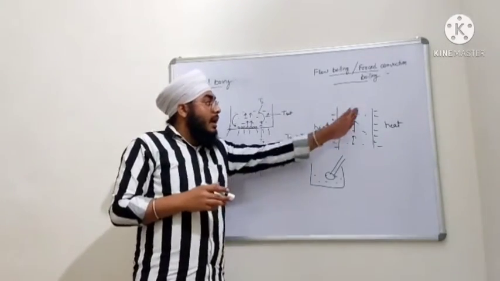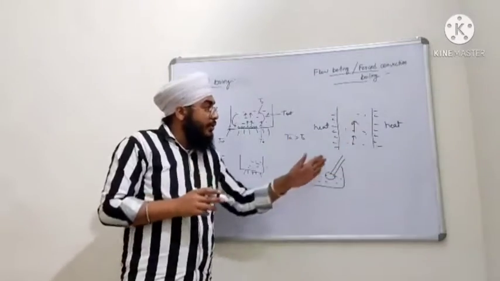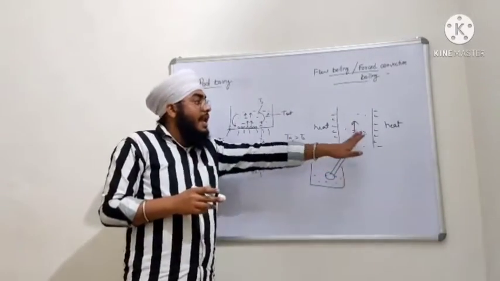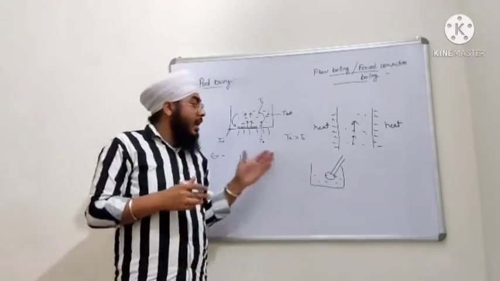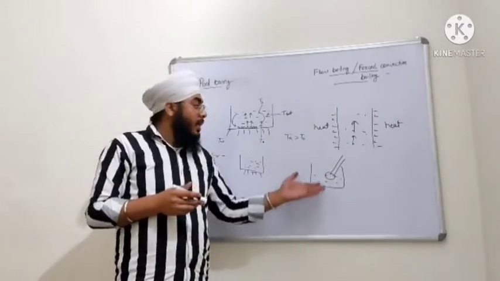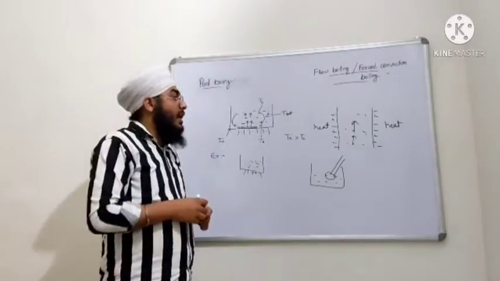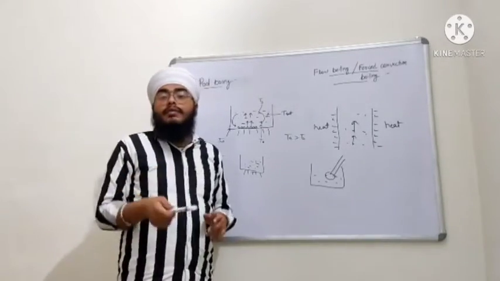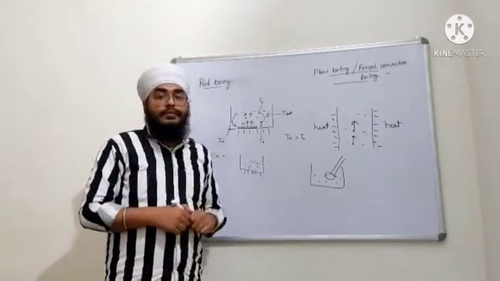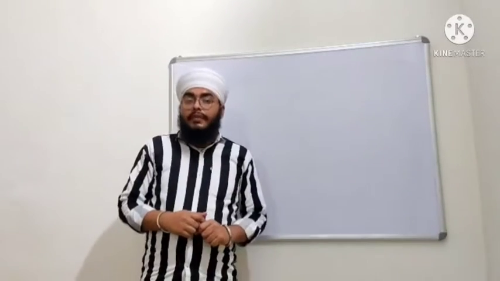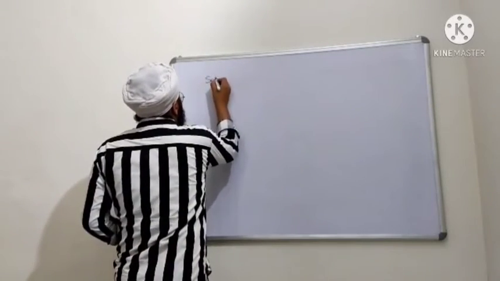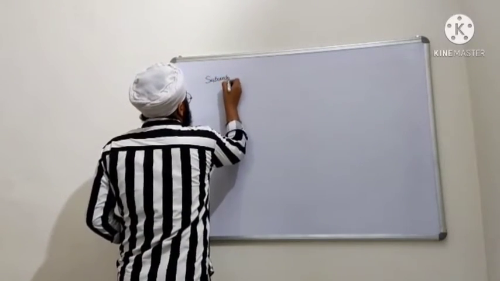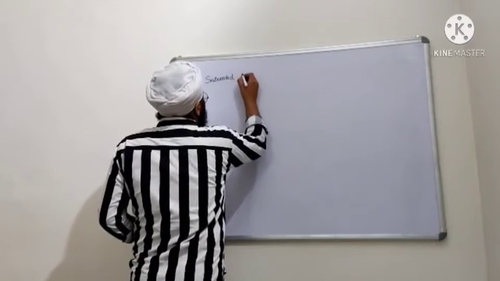In this, the motion of the particles is mainly due to bulk fluid flow or an external means. We provide an external means for convection, like I've explained in this example, a chai wala making the chai. Now we will discuss the further part. The further part which we will discuss is subcooled boiling and saturated boiling. First we will discuss subcooled boiling.